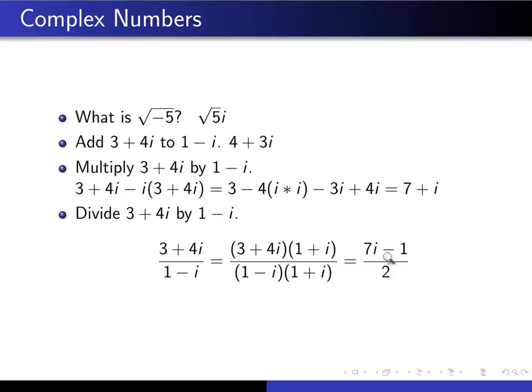I'll just actually check that. So 4i times 1 will give us 4i. i multiplied by 3 will give us 3i. So we'll end up with 7i. And real number wise, well, 3 times 1 will give us 3. 4i times i will give us minus 4. So yeah, we'll end up with minus 1.